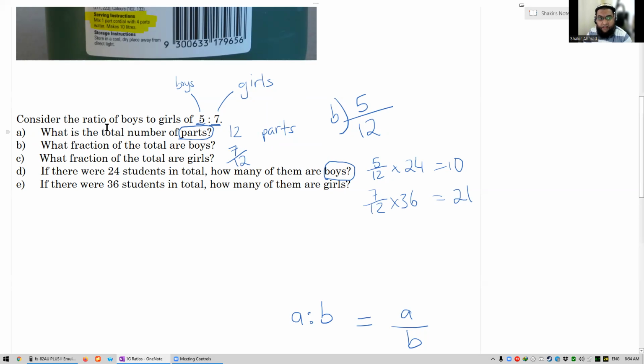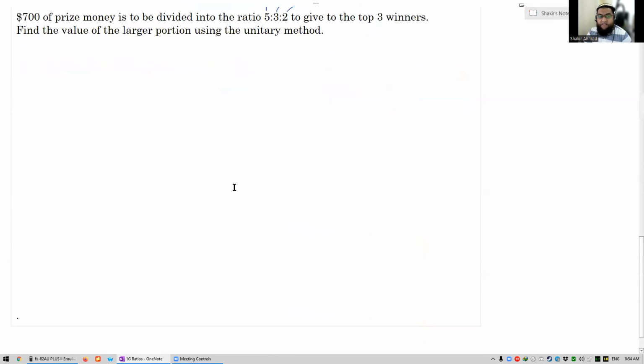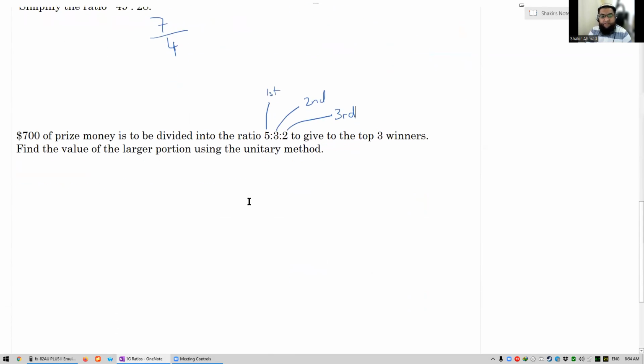Okay, so we'll look at it again. First thing you do, total number of parts, 5 plus 7. So that's what we do over here as well. First thing you do, you calculate total number of parts. 5 plus 3 is 8 plus 2 is 10. 10 total parts. That's what we write. Now I'm going to write the fraction. So write total, you write fraction, then you multiply the fraction with whatever.